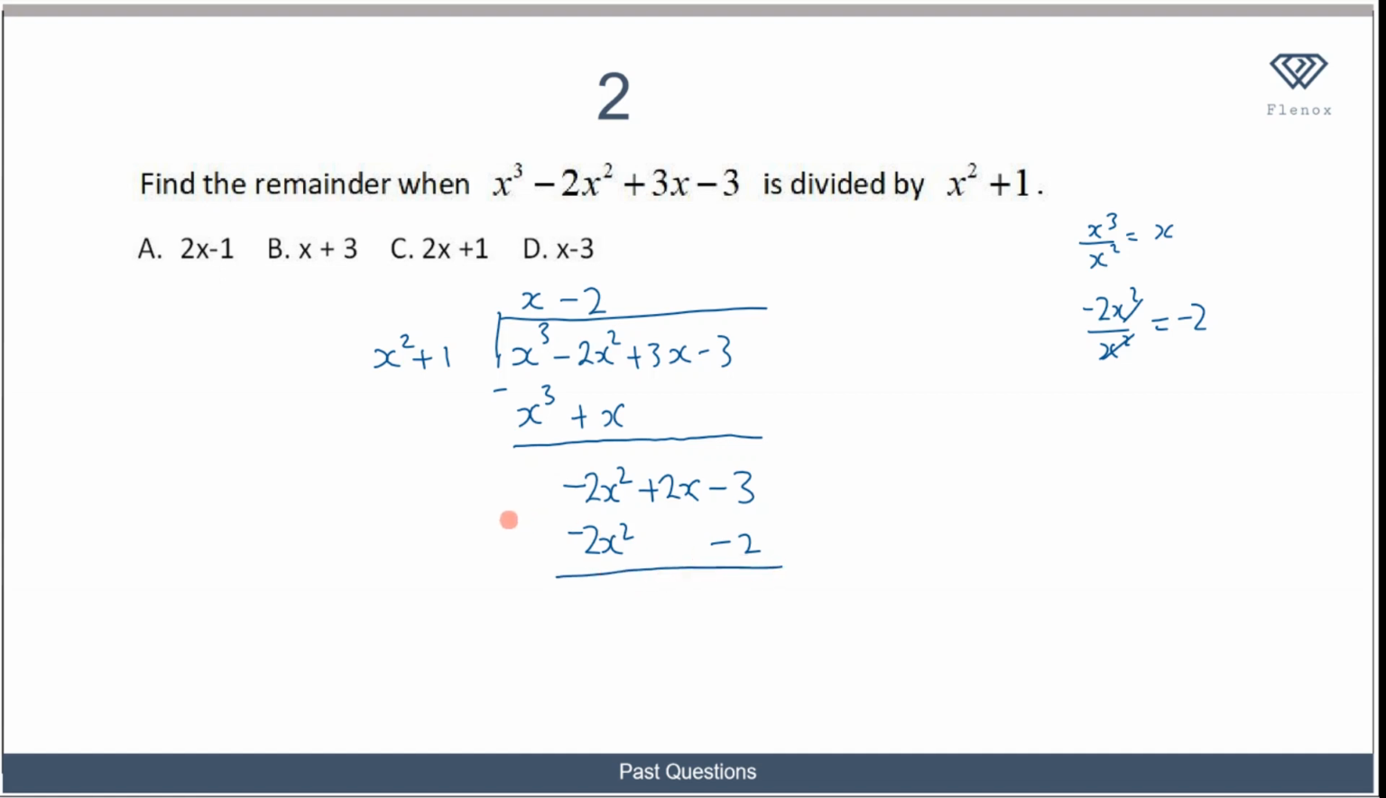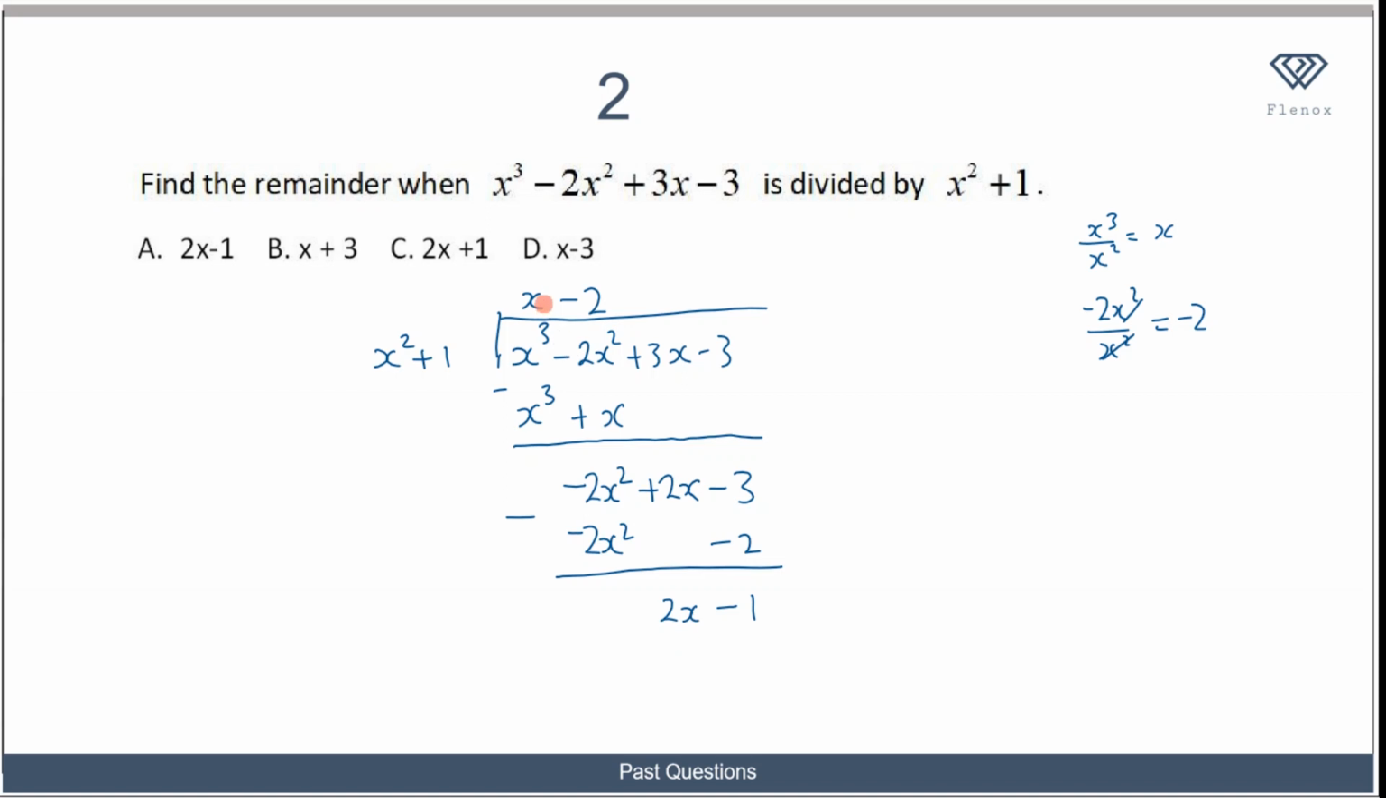So I subtract. When I subtract, I have minus 2x squared minus minus 2x squared, which will cancel out. Then I'm left with 2x minus, there's a 0 term here, so I write 2x, and I have minus 3 minus minus 2, which is the same thing as minus 3 plus 2, which is minus 1. So there's nothing I can do because the power of x here is less than the maximum power of x here, so I stop here.